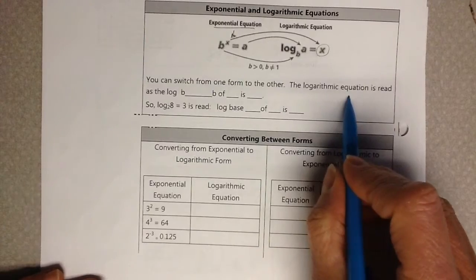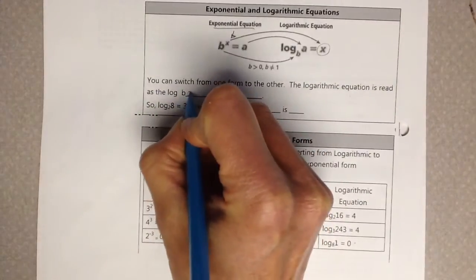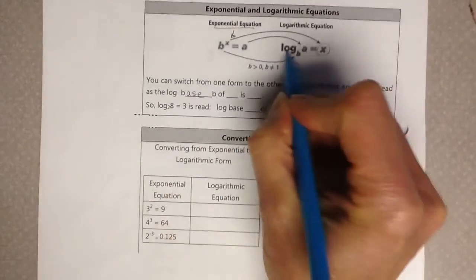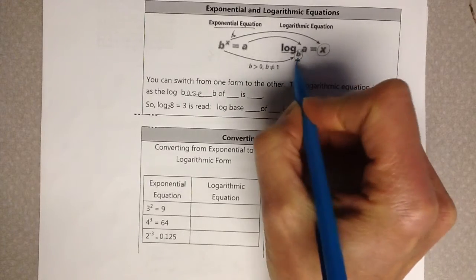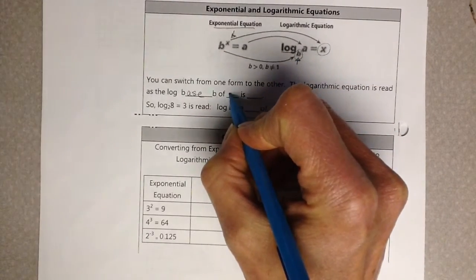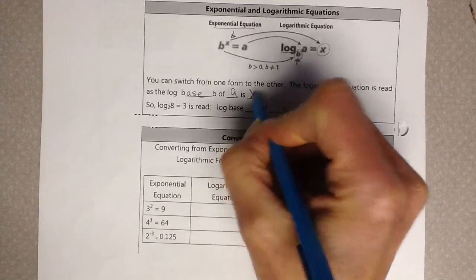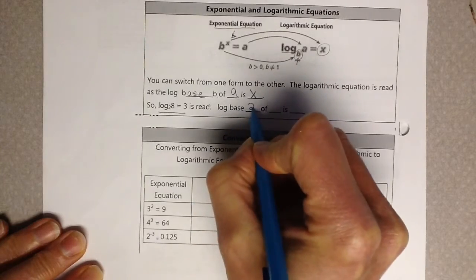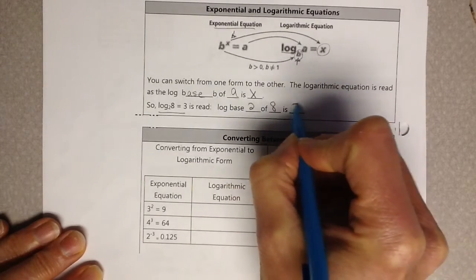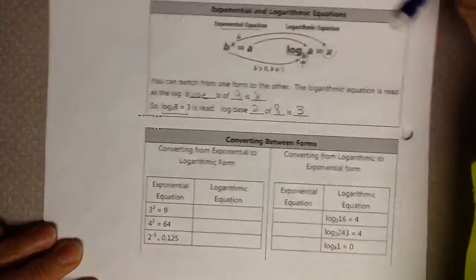The logarithmic equation is read as the log base b of a is x. So you say the log, and then you have to say base b to identify that that's the base. So if we have numbers in there, we read it as log base 2 of 8 is 3. Okay, now we're going to move back and forth between forms.